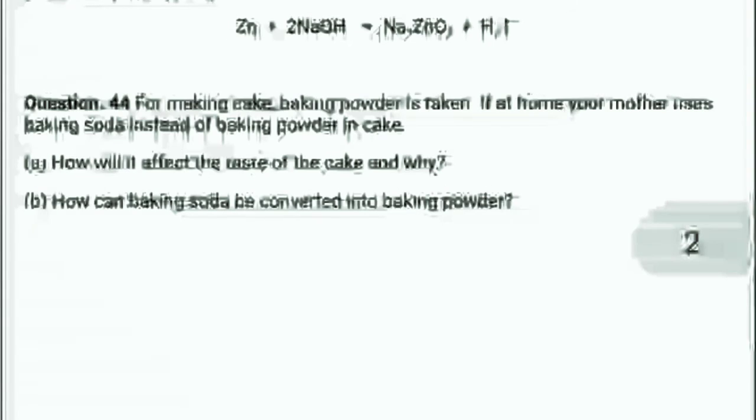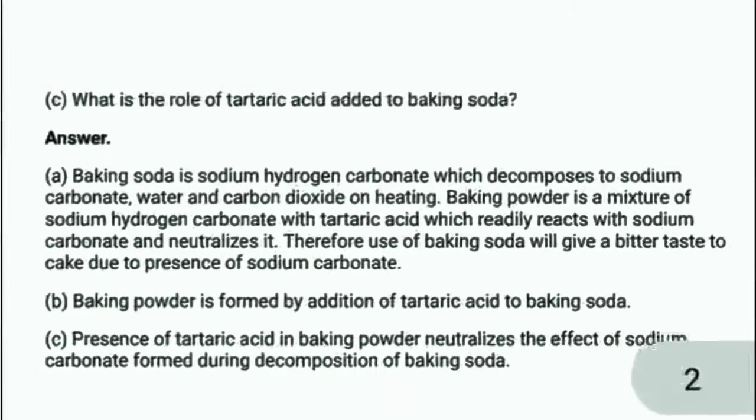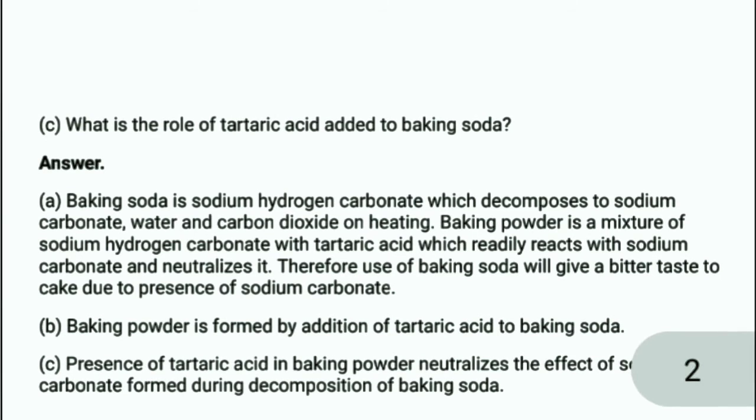For making cake, baking powder is taken. If at home your mother uses baking soda instead of baking powder in cake, how will it affect the taste of the cake and why? How can baking soda be converted into baking powder? What is the role of tartaric acid added to baking soda?